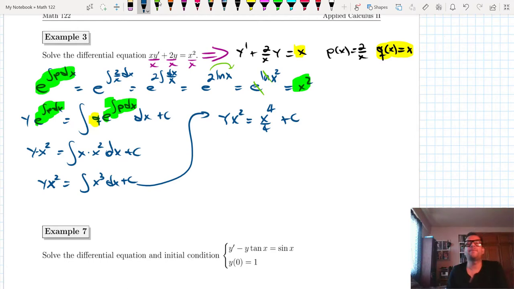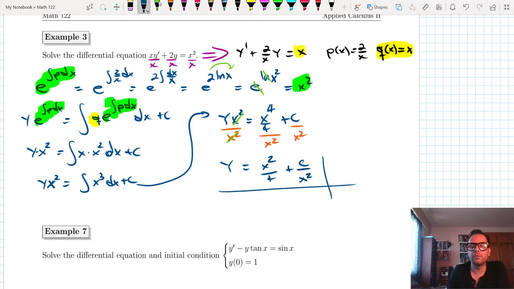Now, what are we going to do to get y by itself? We divide everything by x squared, so we can cancel these right here. We're going to get x squared over 4 plus c over x squared. That is our final answer, the general solution.